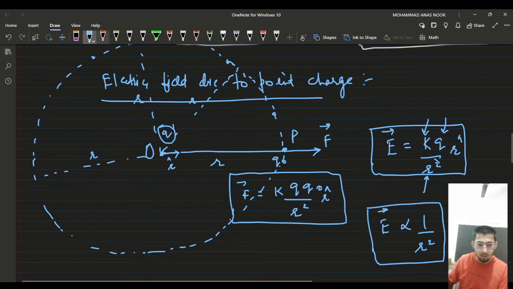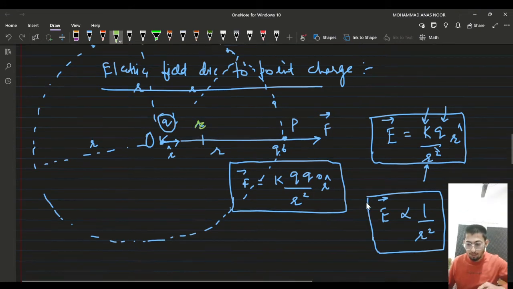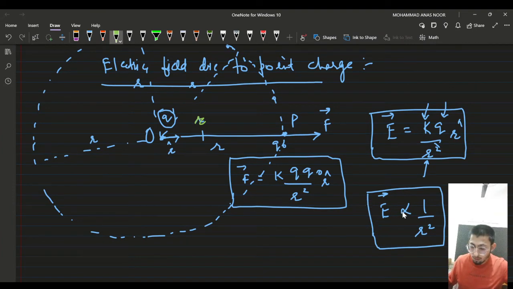Now if this r is going to change, then at different points we are going to get different values of electric field, and that would be governed by this proportionality. So the electric field would be proportional to 1 by r square. That means as we increase the distance r from the origin, initially r1, then r2, then r3, and so on, the electric field would decrease by an amount which is inversely proportional to the square of r, right? So that is the conclusion that we need to draw here.